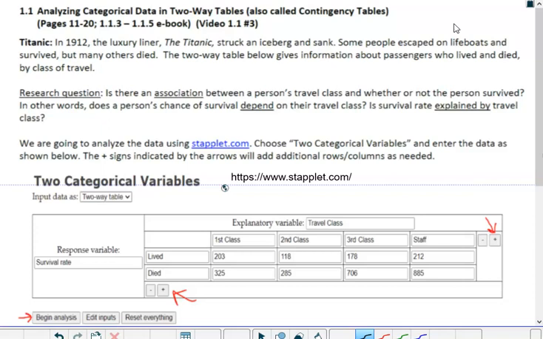So here's the research question, the question that we're interested in exploring. Is there an association between a person's travel class and whether or not the person survived? In other words, does a person's chance of survival depend on their travel class? Is survival rate explained by travel class? We're going to analyze the data using Statplet.com, and we're going to go to choose two categorical variables and enter the data that's shown below. So let's go ahead and do that.